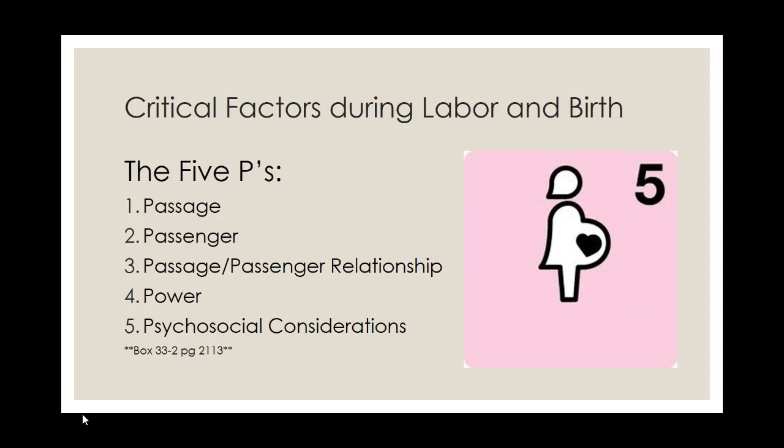The passage is the birth canal, as you might expect, and the passenger is the fetus. Number 3 is the relationship between those first 2, the passage and the passenger. Number 4 is power, and this is solely focused on contractions and pushing effort from the mom. And then psychosocial considerations are something that we always deal with whenever we're dealing with any patient. No different here. So, progress of labor depends on how well the relationship between these 5 things play out, and abnormalities in one area can cause significant outcome changes for the mom and the baby.